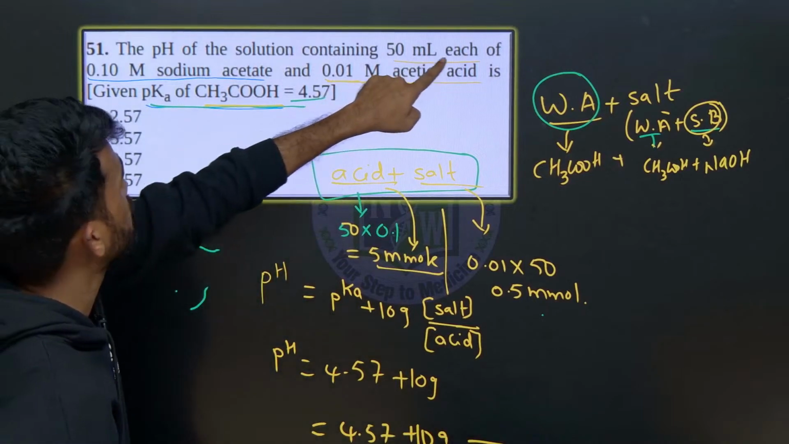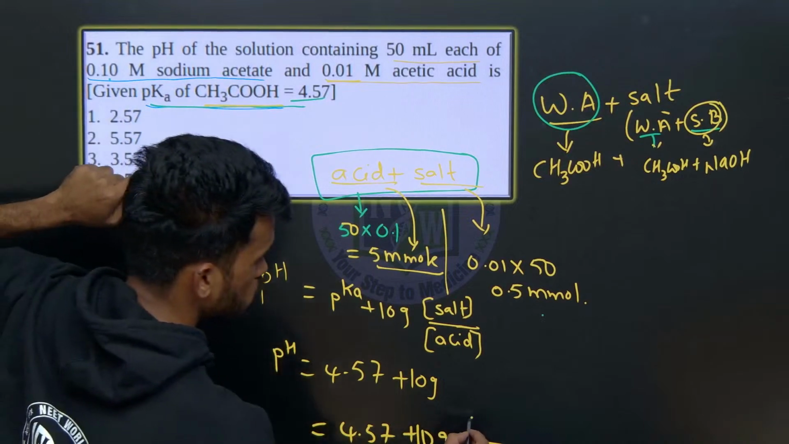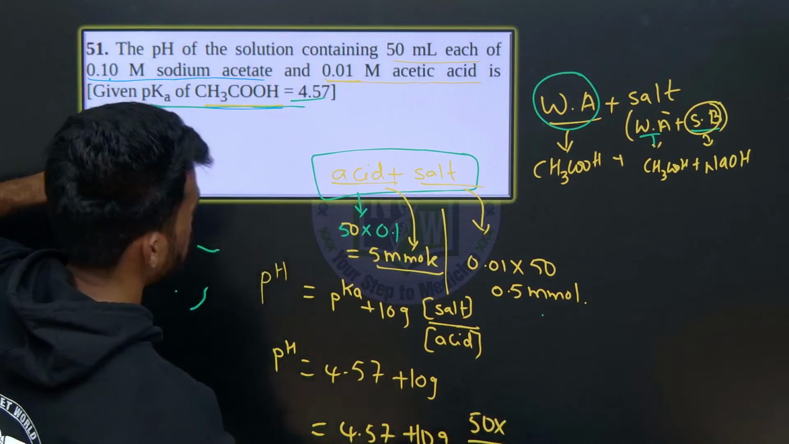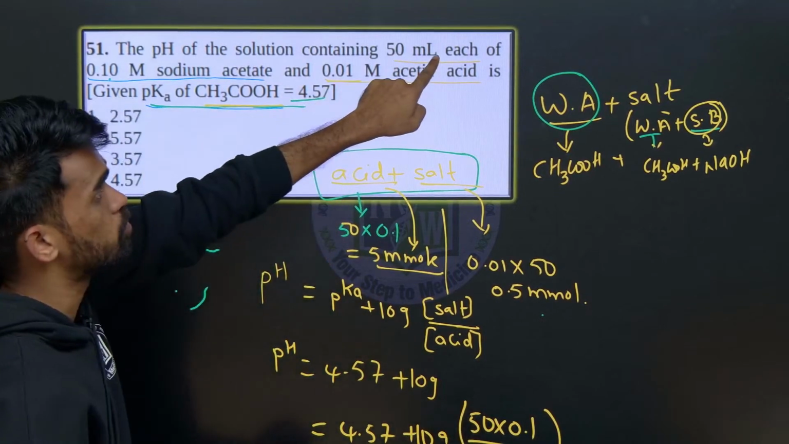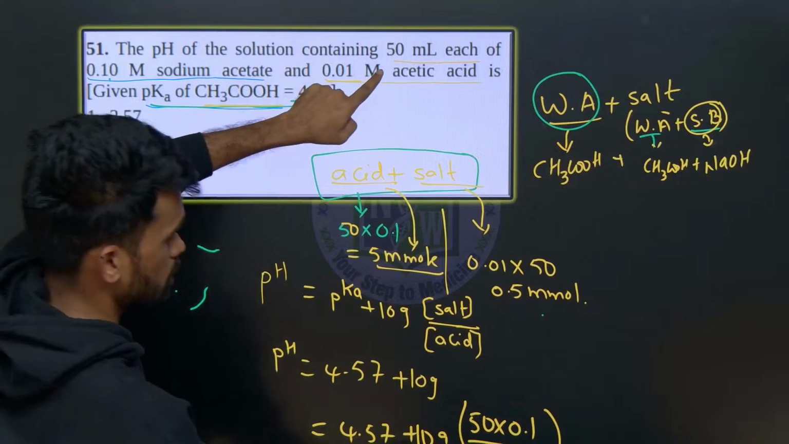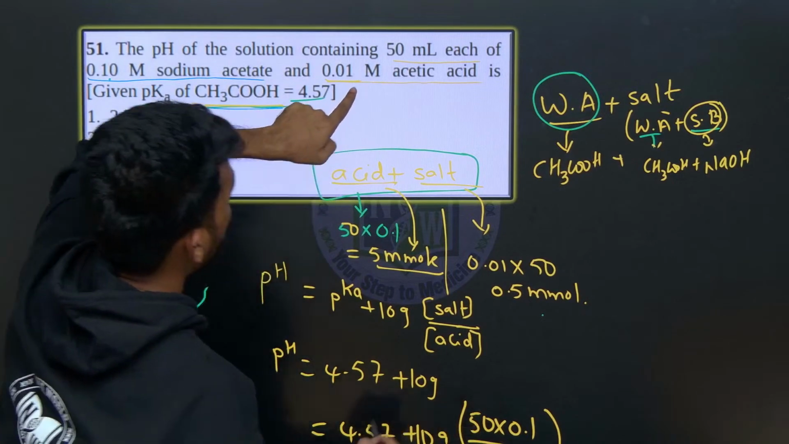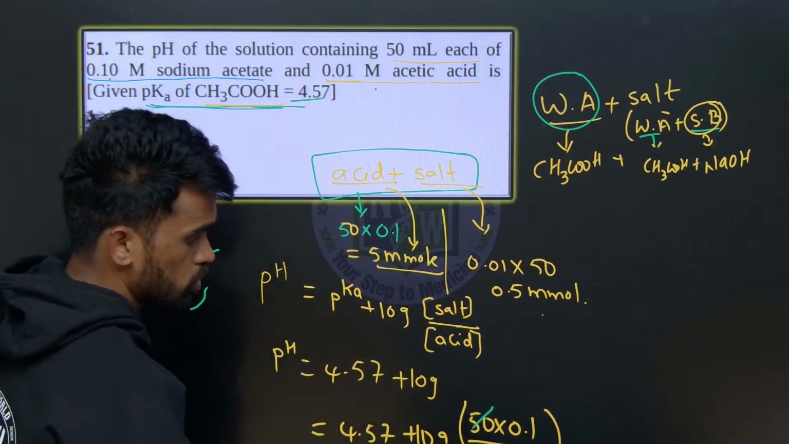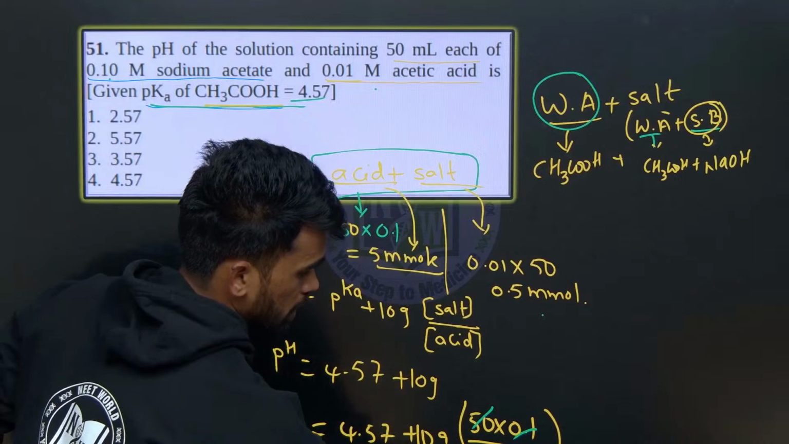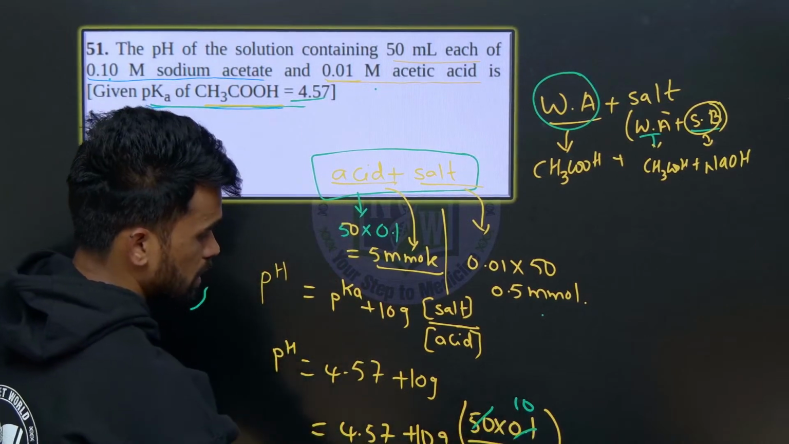See here, 50 ml of 0.1 molar sodium acetate is given. So 50 into 0.1, okay, this is the number of moles of salt. And the same 50 ml of 0.01 molar acetic acid is given. So take it like this: 50 removed, so this will be 10 times. Okay, so if it is log 10, then it will be 1.